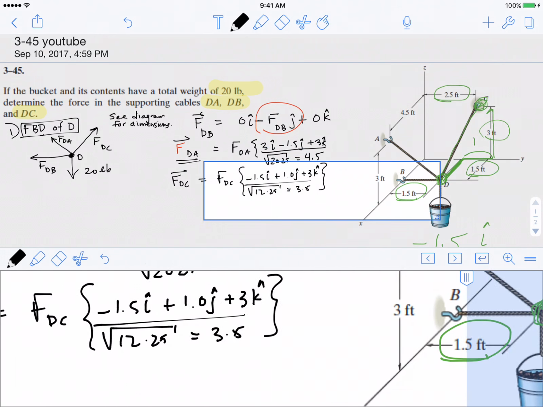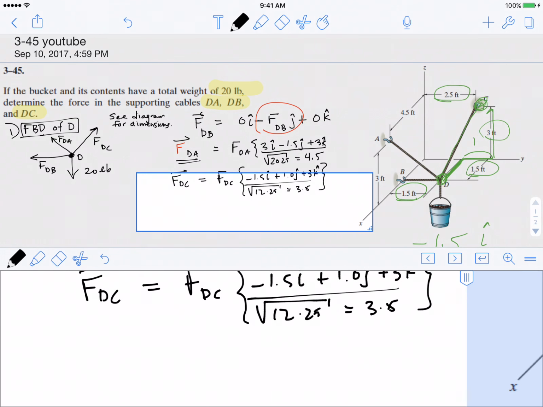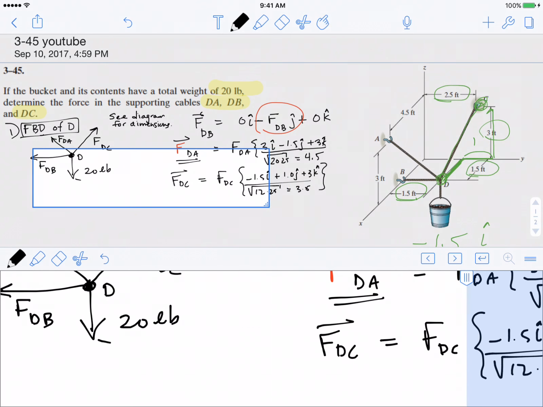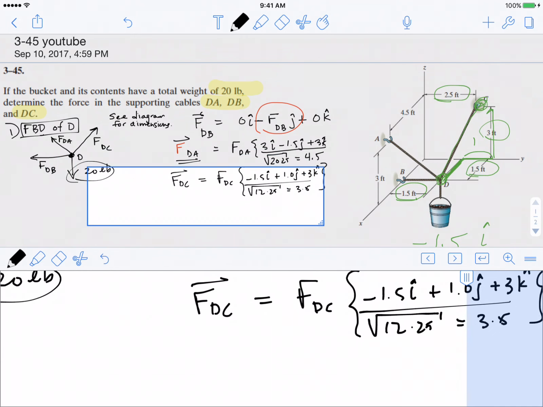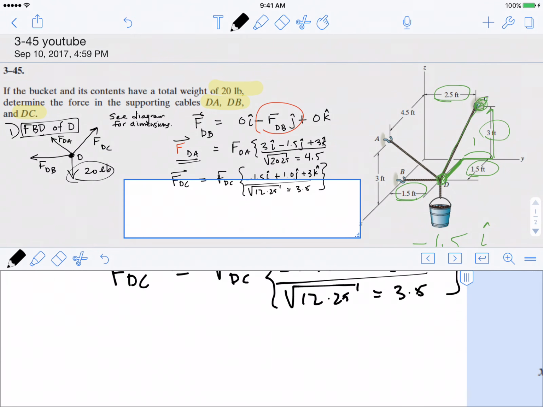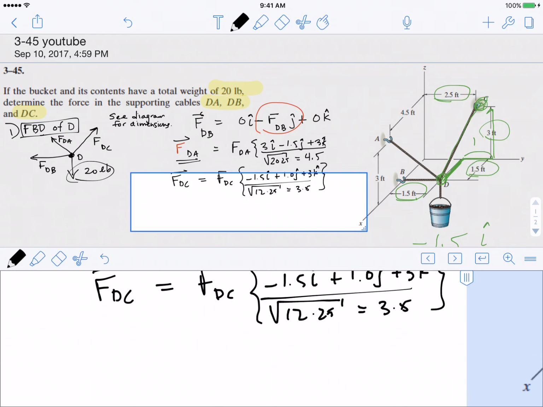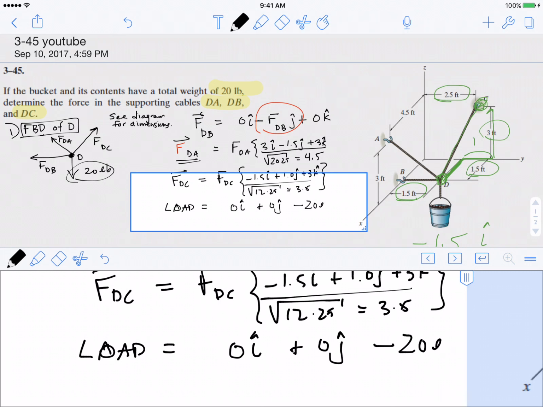Alrighty. Never forget the load. The load is what enables you to solve the problem. What is our load? The 20-pound hanging bucket is our load. And so I'm just going to write that as load equals, so we have a 0i, we have a 0j, and we have a negative 20 pounds k.